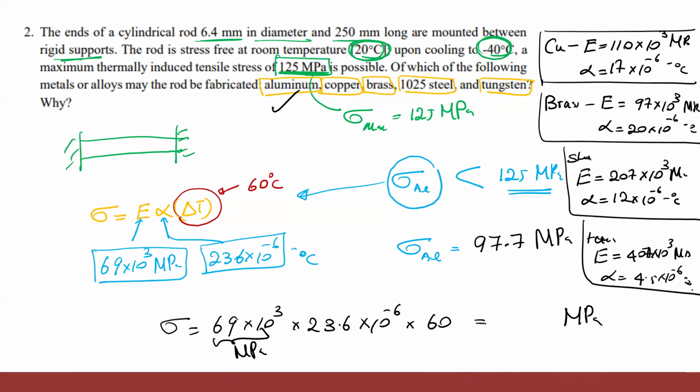Okay, so is copper okay or not? Yes. So what did you get for copper? Copper is 112.2 megapascal. So copper is okay. You all agree with that? How about the brass? 116.6 megapascal. So brass is also okay. Steel, it's not okay, 148.8. Tungsten is okay, which is 109.8 megapascals.